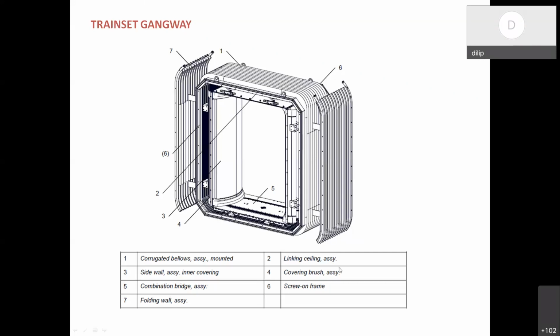Number 6 is the screw-on frame. This screw-on frame is screwed to the end wall. And number 7 is the folding wall assembly. This is the external fairing folding wall assembly. So this is the overall gangway arrangement.